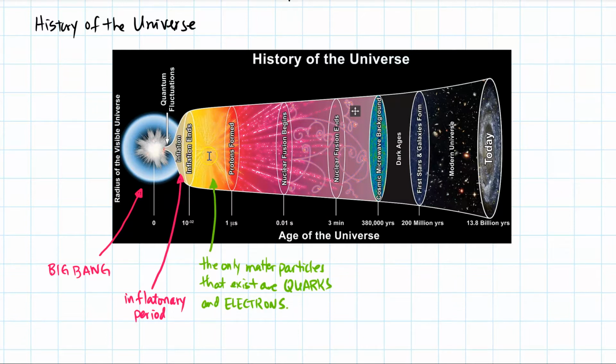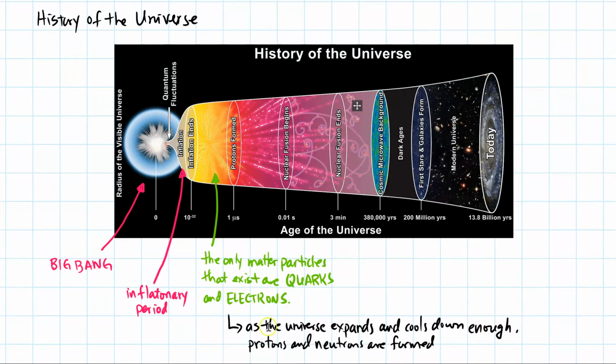During the next phase of the expansion of the universe, the only matter particles that exist here are things called quarks and electrons. And it is quarks that, as the universe expands and cools, then form protons right in here, and neutrons. That is, as the universe expands and cools down enough, protons and neutrons are formed from these things called quarks.